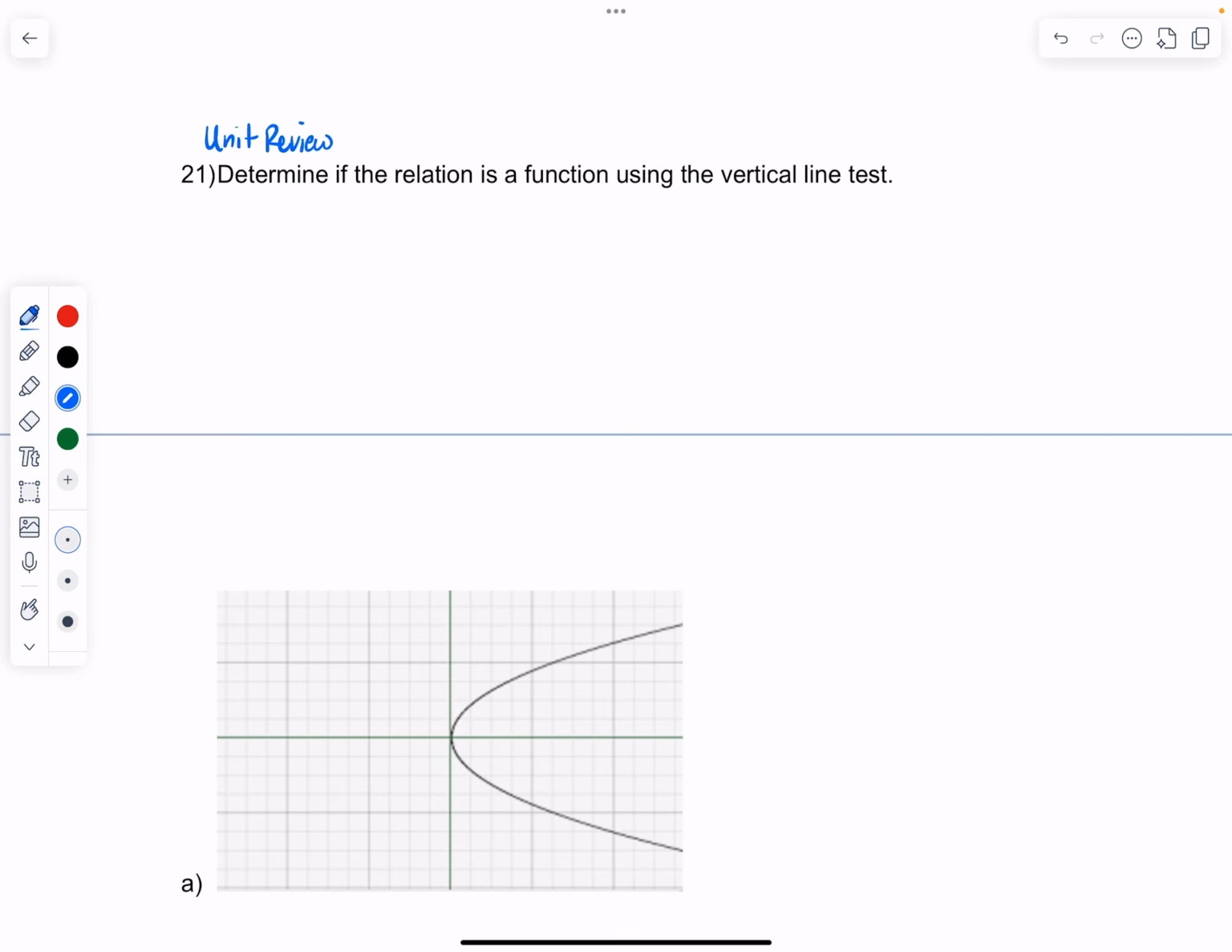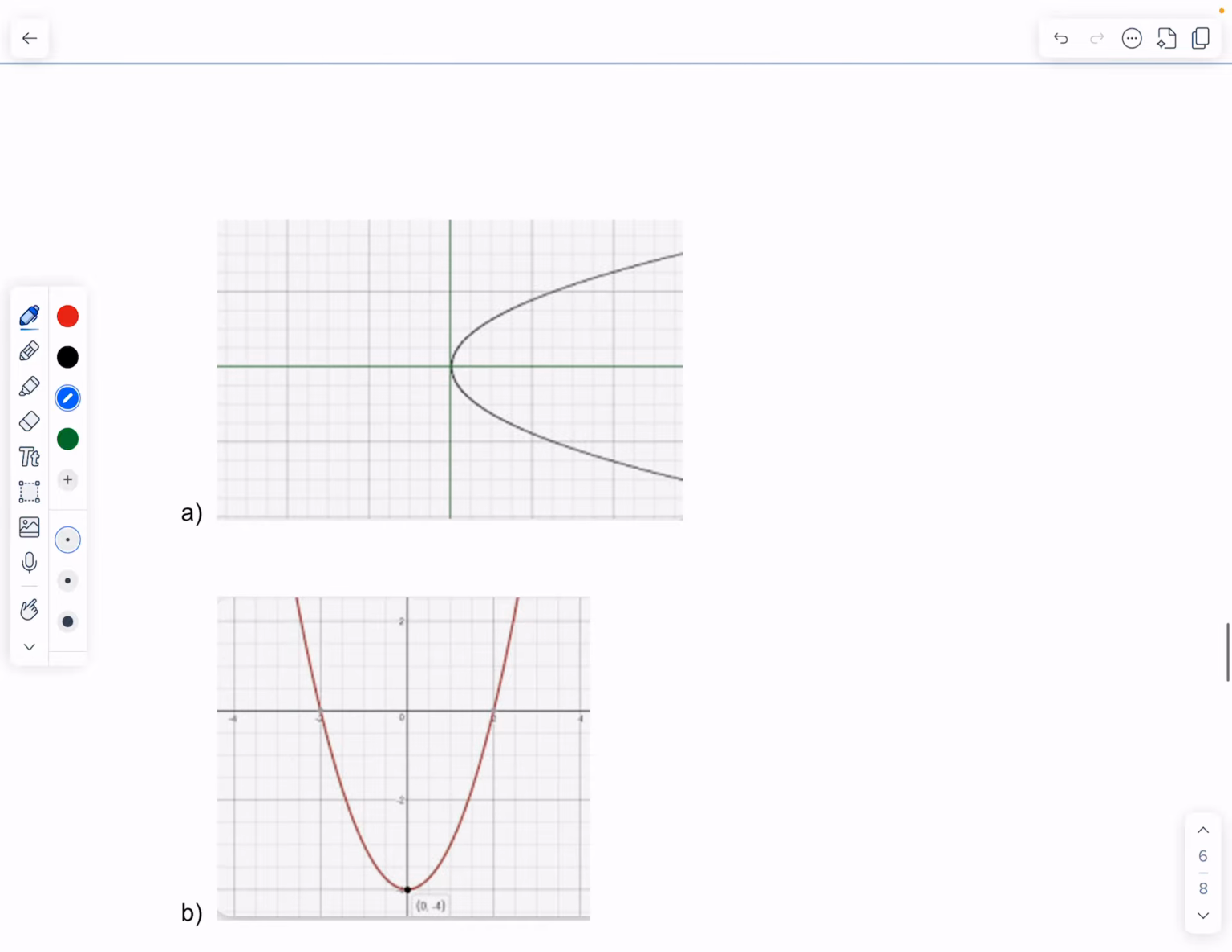Okay, guys, this is a Unit 1 practice review. Number 21 says determine if the relation is a function by using the vertical line test. If I look at A, if I stick a vertical line through it, I will see that it touches more than once. So that means it is not a function, it is a relation.